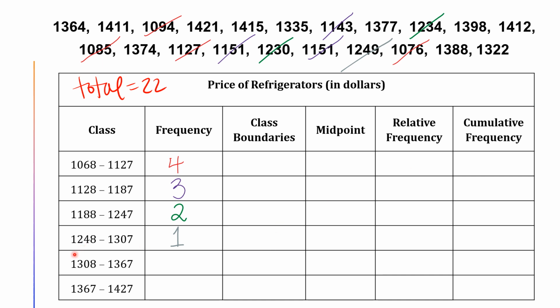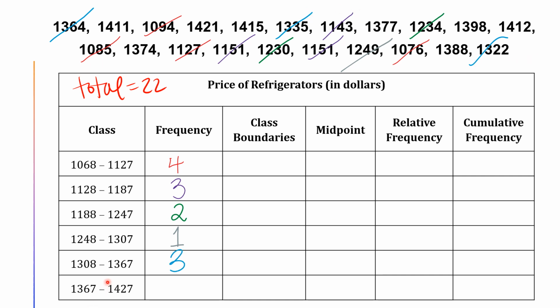Right now we're looking at what's left over that's less than 1367. All right, 1364, that one works. 1335, that one works. 1377, a little bit too big. 1398, again, a little bit too big. 1374, yep, still too big. We've got to be less than 1367. All right, and then 1322, that one works. All right, so in that category, we had 1, 2, 3.